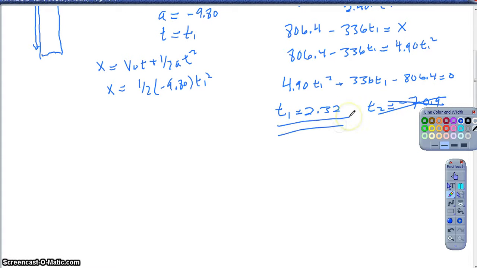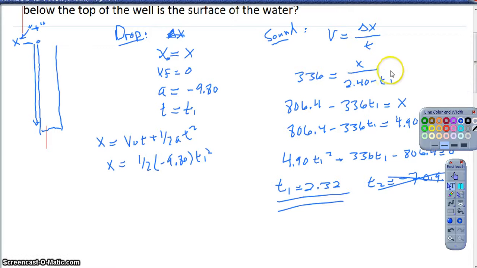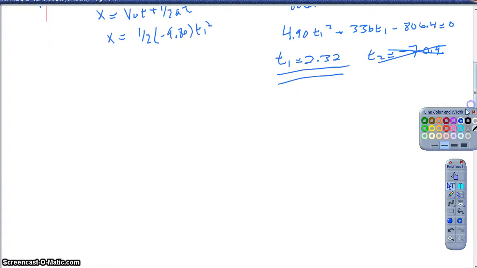So that tells us that it took 2.32 seconds, and keep in mind that was t1, so that's the time that it takes for the stone to fall down. It takes 2.32 seconds. From this information, I can then go back to either one of my equations to figure out the height. I could do either one of those equations if I wanted. I'm actually just going to use the constant velocity equation because that one's a little bit easier. So I'm just going to jump right back to this equation and solve for that.